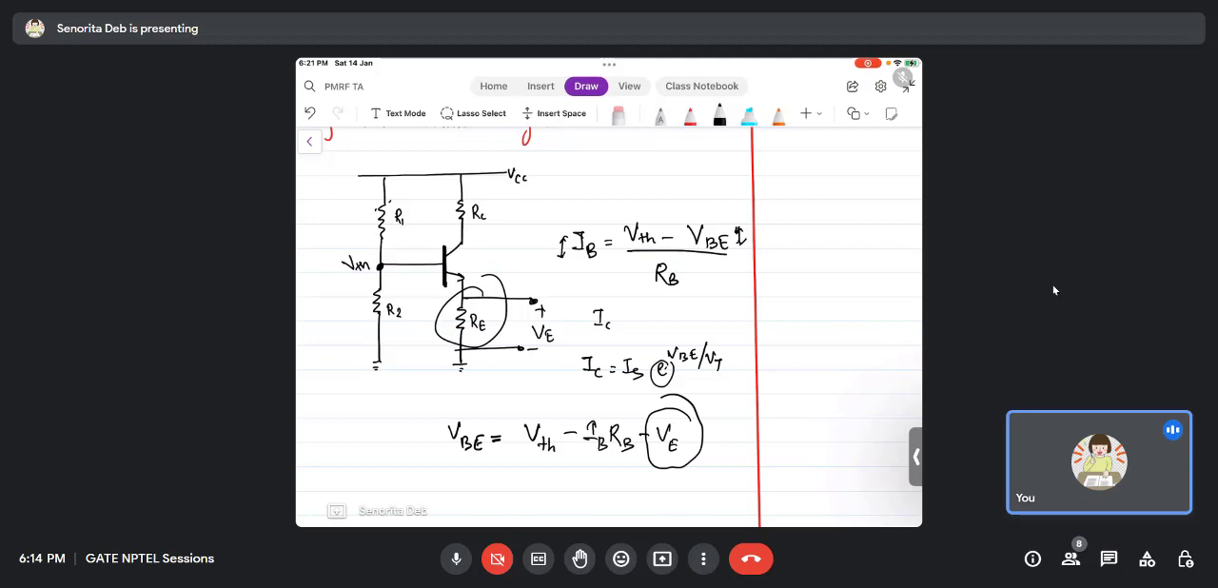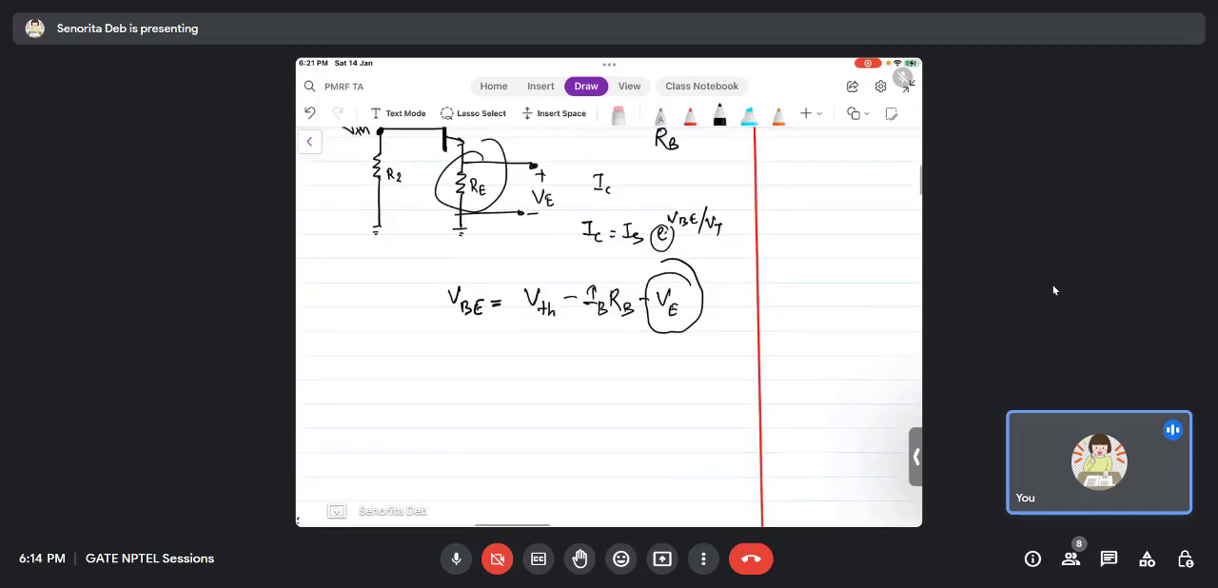Now you will see this question in your GATE exam or any other exam. It comes in theory type of questions. You will see: emitter resistance is used to make the circuit more stable. You go and check, you will find this line. And this is true. The presence of emitter resistance makes the circuit more stable.